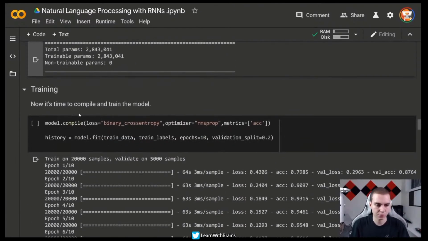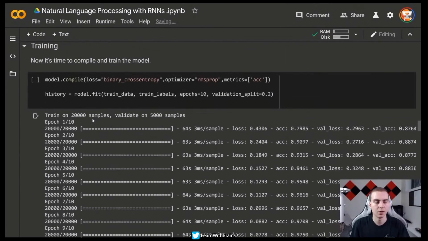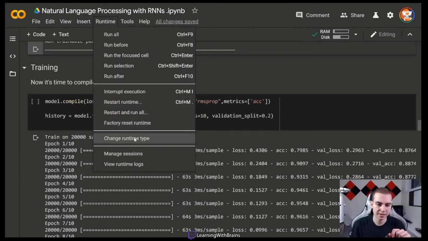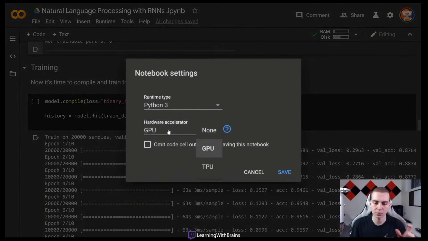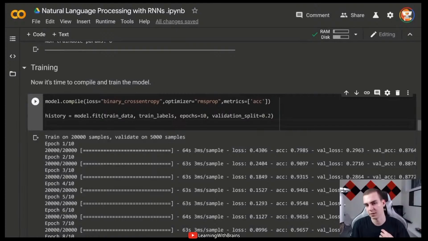Okay, so training. Now it's time to compile and train the model. You can see I've already trained mine. What I'm going to say here is, if you want to speed up your training, because this will actually take a second, and we'll talk about why we pick these things in a minute, go to runtime, change runtime type, and add a hardware accelerator of GPU. What this will allow you to do is utilize a GPU while you're training, which should speed up your training by about 10 to 20 times.